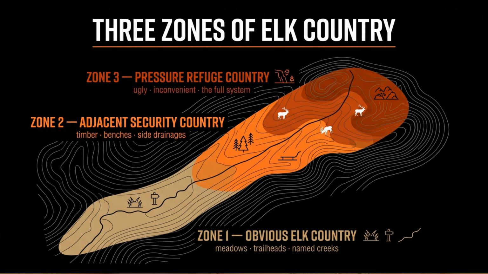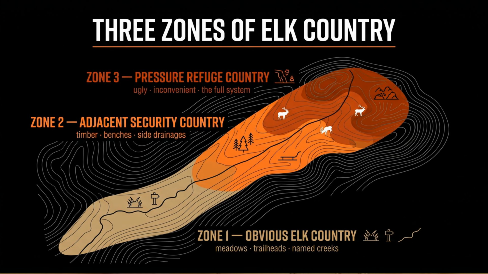So if pressure changes how elk use the mountain, your map work needs to account for that before the hunt ever starts. That's where I like to break elk country into 3 zones. The first zone is obvious elk country. These are the big meadows, easy glassing basins, major water sources, trailhead drainages, visible burns, named creeks on your map, and pretty north slopes that everybody else can see.